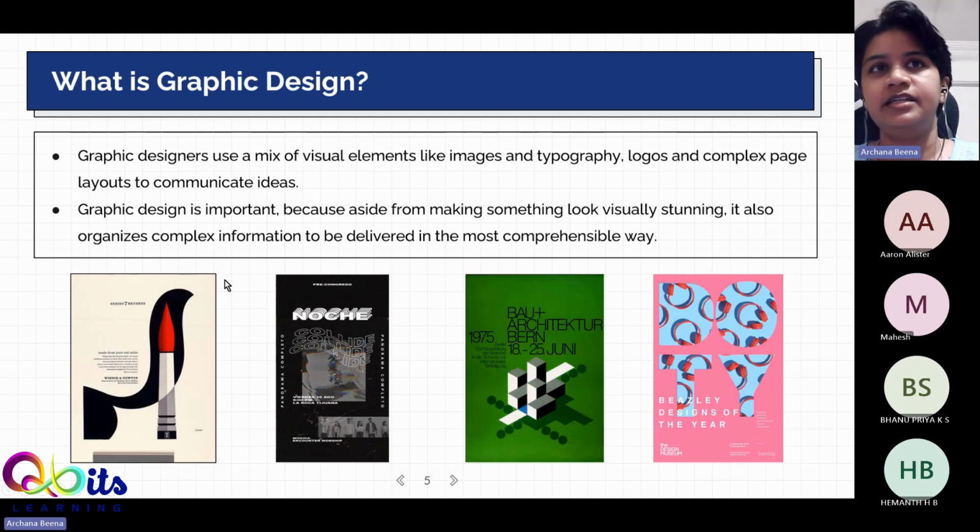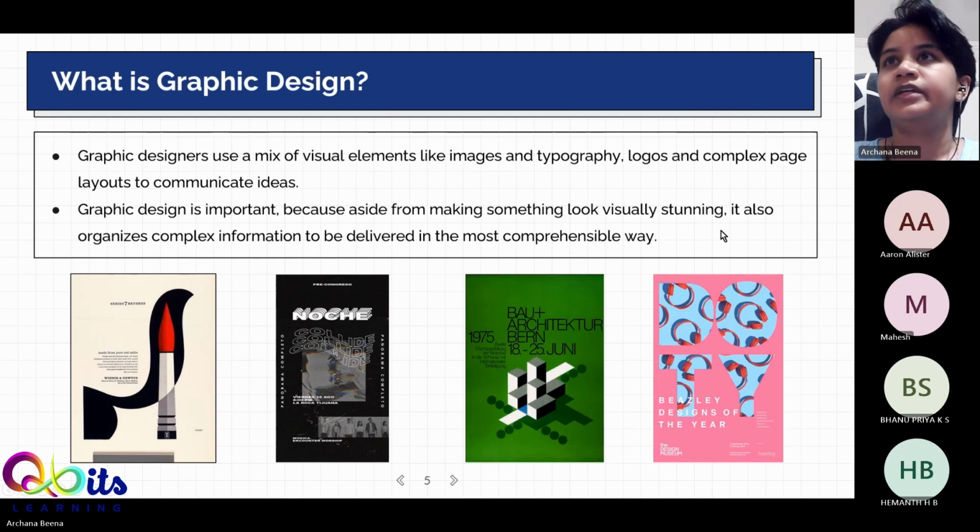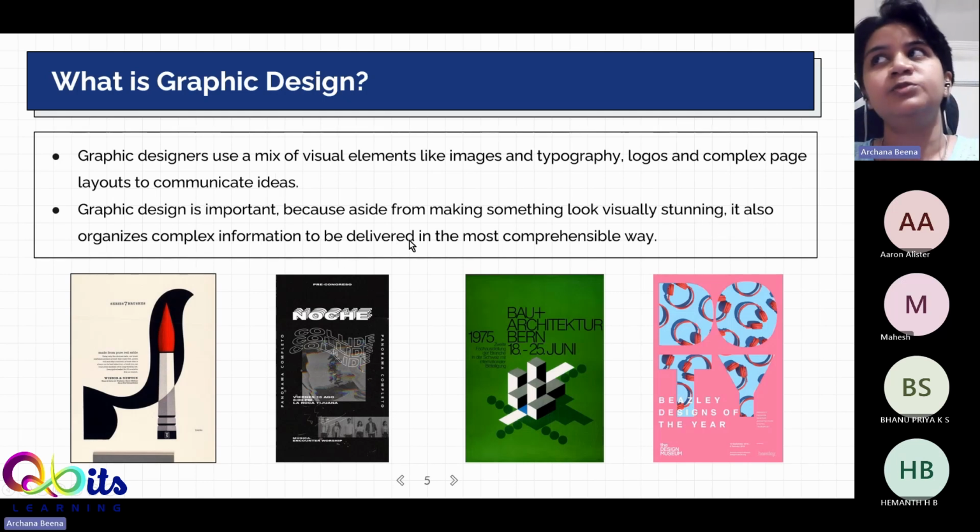It was only the artistic side that came through, but not the graphic design side. So why is this important? It is because you're not only trying to make something look visually stunning in graphic design, it also is about organizing complex information to be delivered in the most comprehensible way. No matter how crazy or creative your design is, it will fail if you have not conveyed your information, or the audience is not able to comprehend it, even if you've tried to convey it.